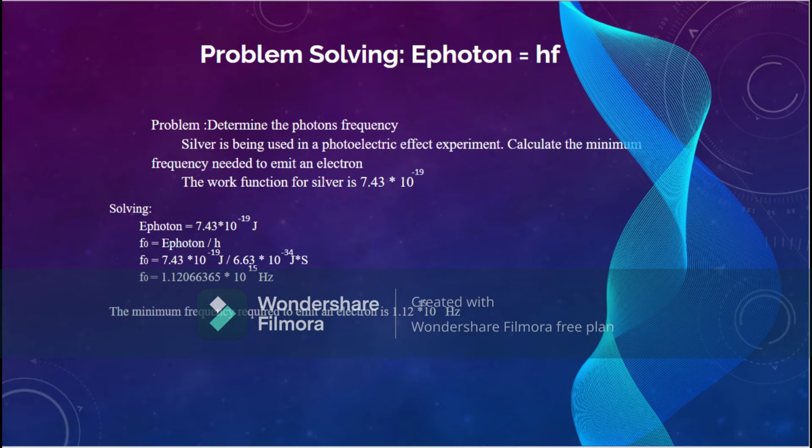And as a result, you get 1.120666365 times 10 to the 15 Hz. So the minimum frequency required to emit an electron is 1.12 times 10 to the 15 Hz.